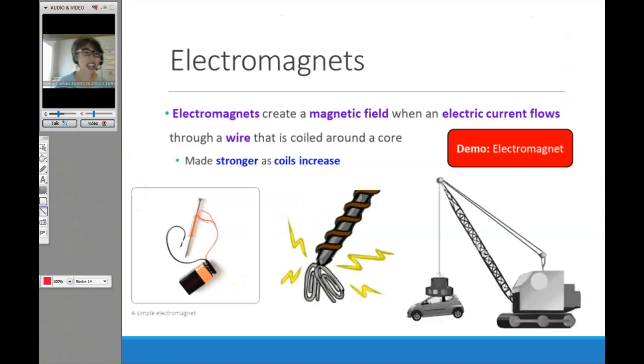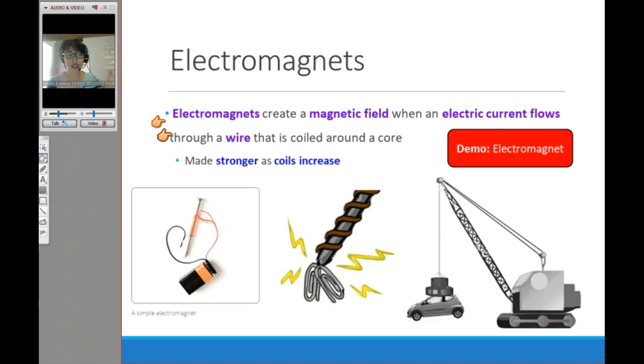All right, guys. So again, electricity and magnetism are related to each other. So this is a really cool thing. Electromagnets are magnets that are made using electricity. So electromagnets create a magnetic field when an electric current flows through a wire that is coiled around a metal core. So the coil is what's really important, okay? So what happens here is that you can actually use electricity to create magnetism, right?